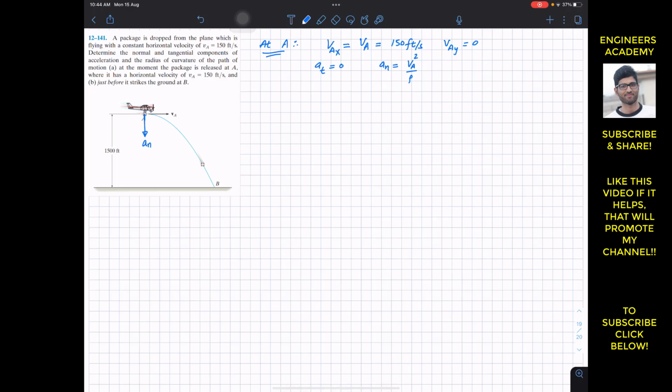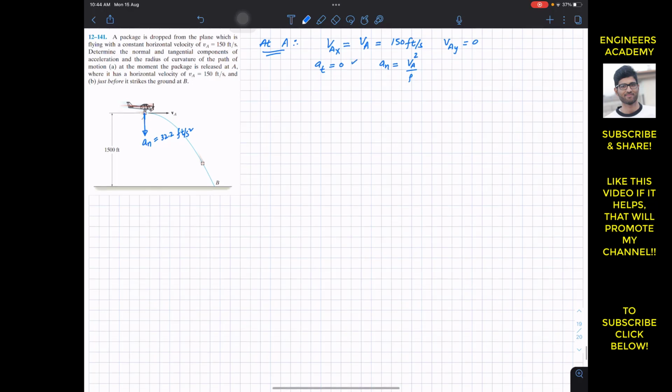So we can say that AN is equal to 32.2 feet per second square at A, and the tangential acceleration is 0. So the acceleration is equal to 32.2 feet per second square.